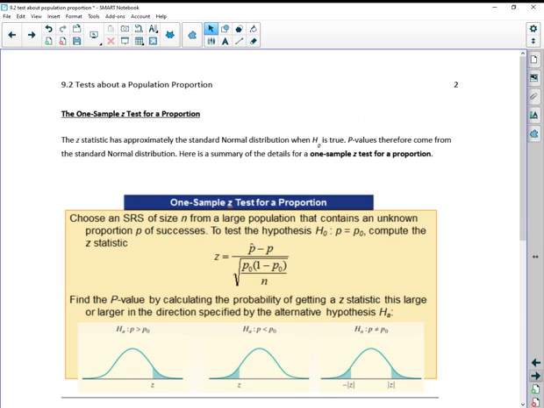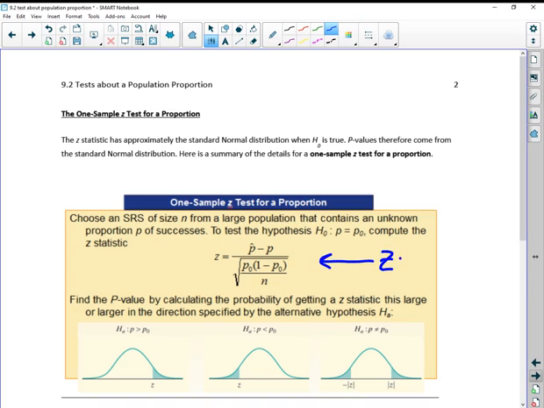next page, we're going to be doing a one sample z-test for a proportion. The z statistic has approximately the standard normal distribution when the null is true. Our p-values therefore come from the standard normal distribution. So here's our test statistic right here.